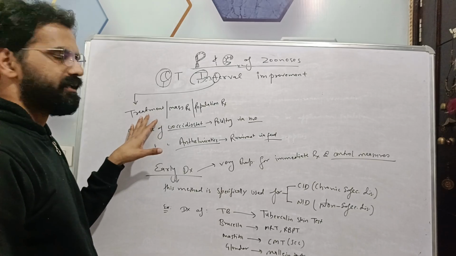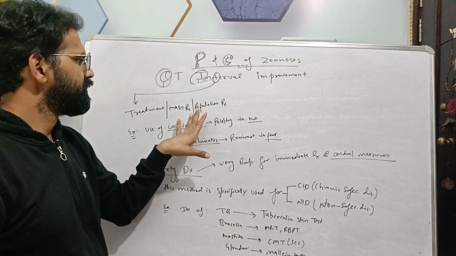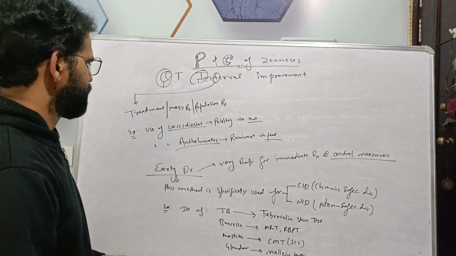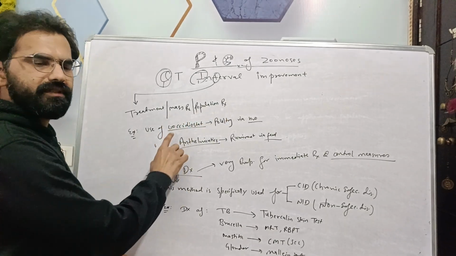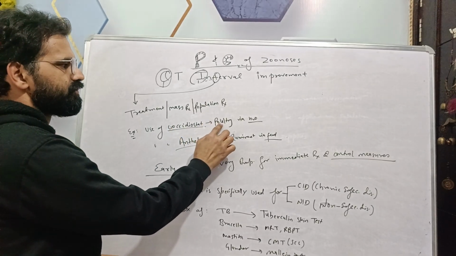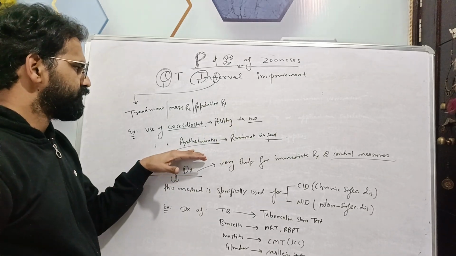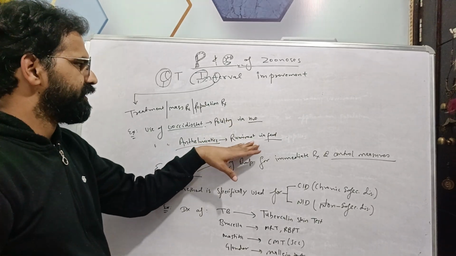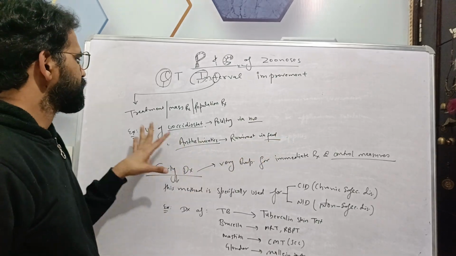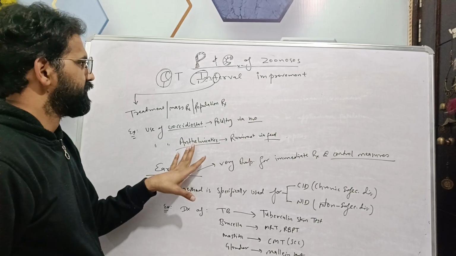T for treatment, and this treatment is mass treatment, or you can say population treatment. There are two examples: we can use coccidiostat in poultry via drinking water, and we can use anthelmintics in ruminants via feed. So treatment is mass treatment or population treatment.